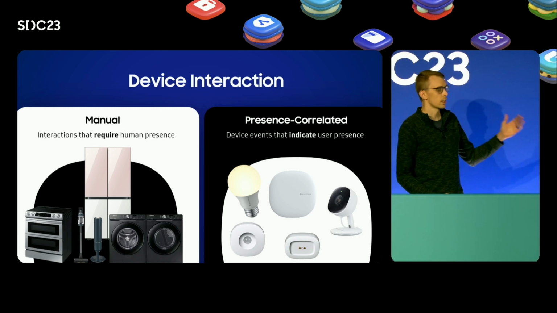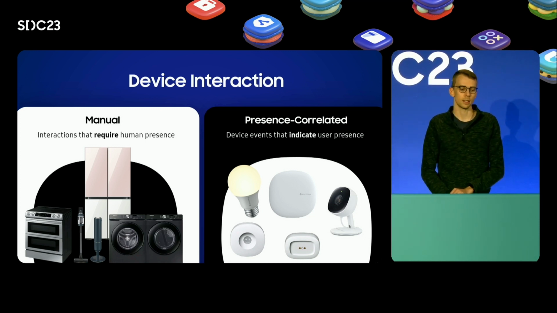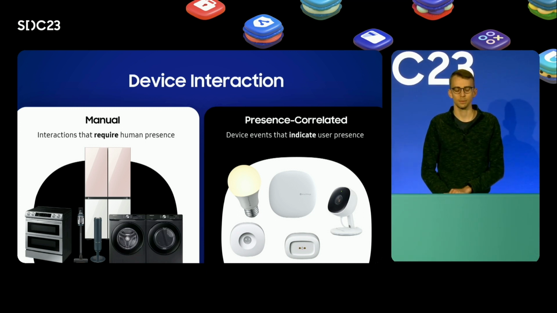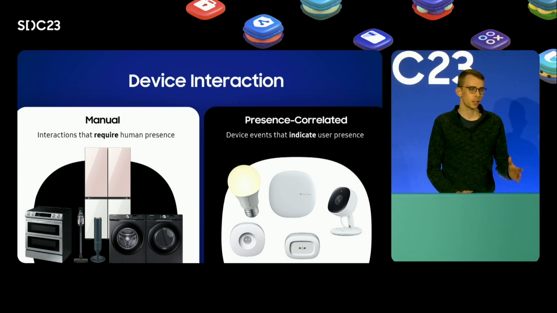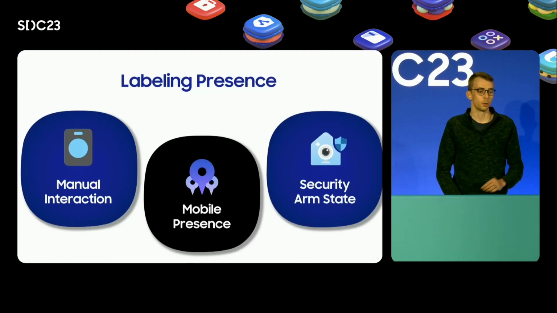Presence-correlated events, on the other hand, are likely to occur when a user is present, but could also be triggered remotely or by other means. Events like motion detection can hint towards possible presence, but also could be triggered by your pet or some motion outside the home.